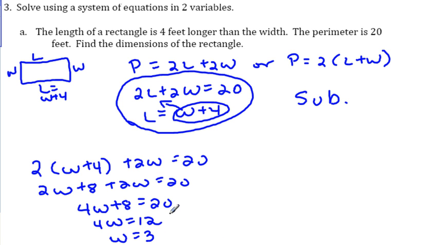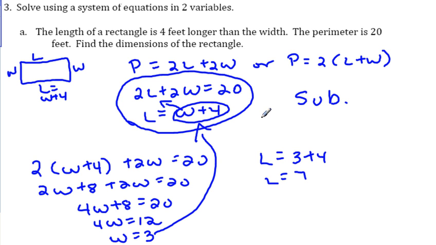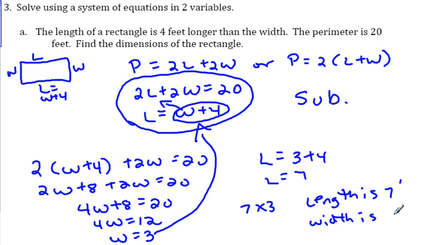Okay, so remember, I used substitution. I have to use it a second time. I'm going to take that W and plug it into that equation. That gives me my length equals 3 plus 4, or my length equals 7. It said find the dimensions, so the dimensions would be 7 times 3, or 7 by 3. Or you could say my length is 7 feet and my width is 3 feet. Or again, the dimensions are 7 by 3.